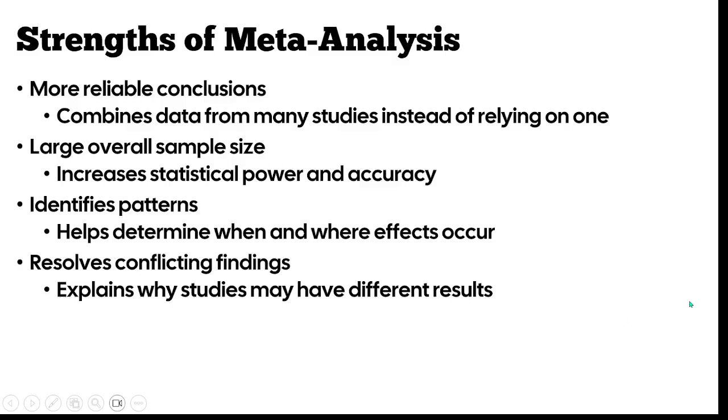Now, meta-analysis has several different strengths. Number one, it lends itself to more reliable conclusions because it combines all that data from different studies instead of just relying on the data from one study. It also helps us get a large overall sample size, which increases our statistical power and the accuracy of our conclusions. Meta-analyses also help us to identify patterns, and they help to determine when and where those effects actually do occur. And then the last one here, it says it resolves conflicting findings.